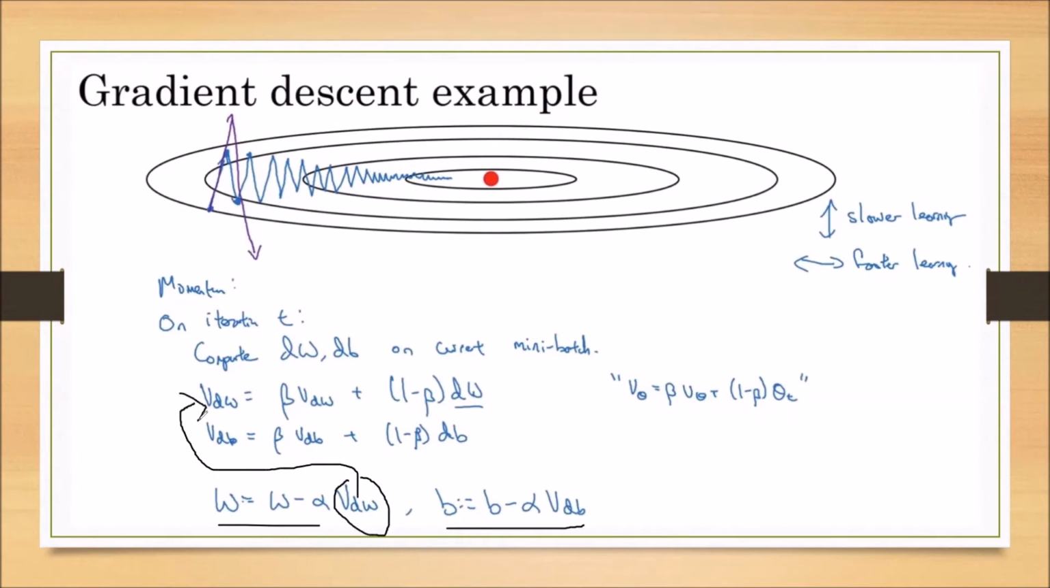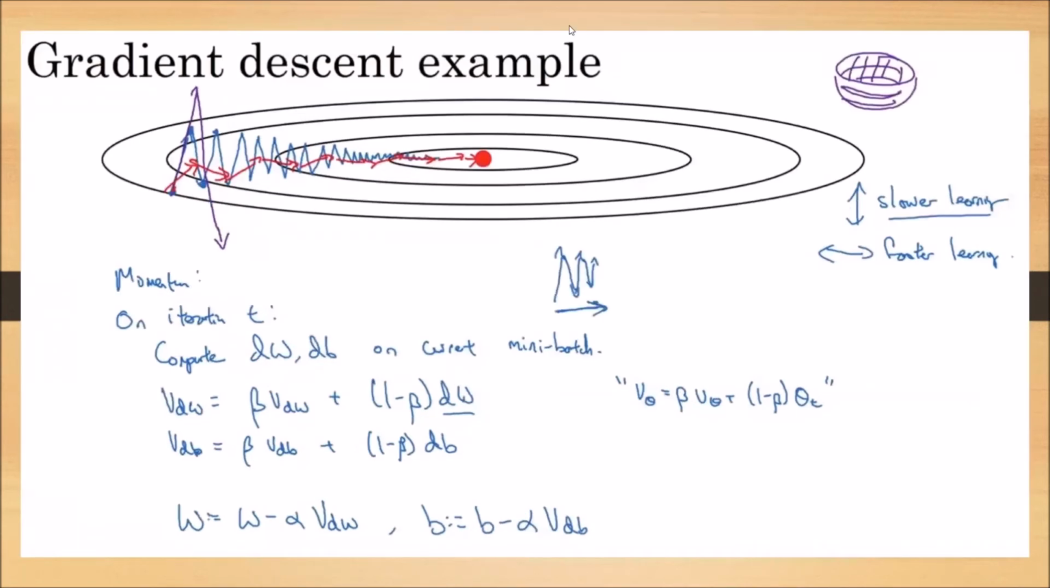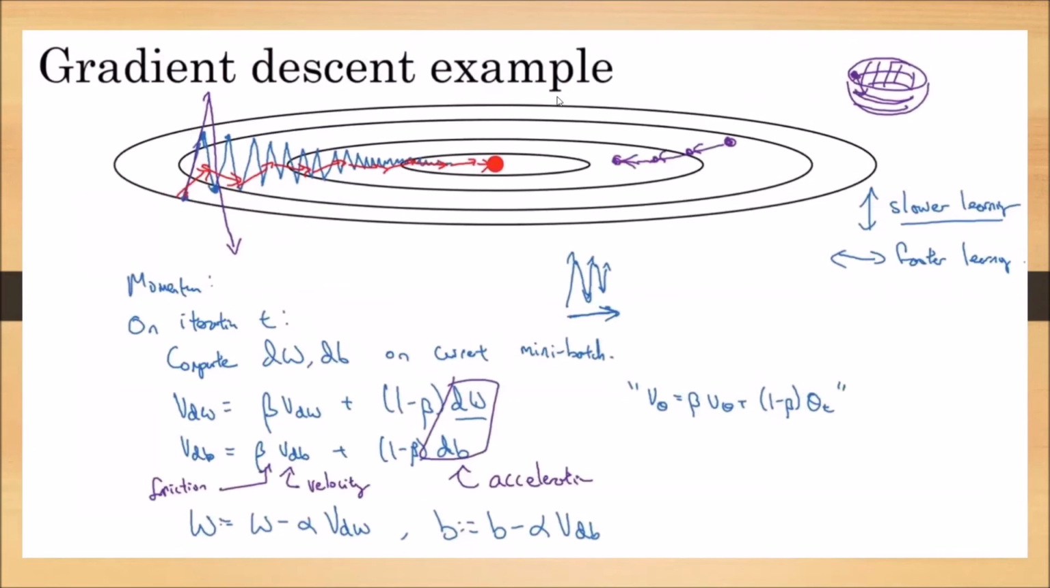VdW. Now we are calculating gradient descent with momentum. Similarly, we take B is equal to B minus alpha VdB. We are calculating gradient descent with momentum. So these two update steps give very slow learning in the vertical direction and very fast learning in the horizontal direction. We can consider this as taking a bowl and assuming that you are releasing that bowl at the top of a hill.